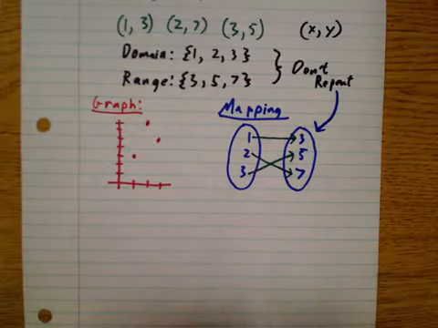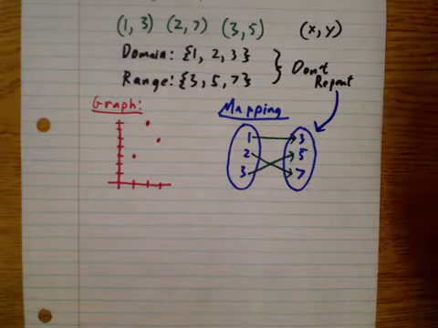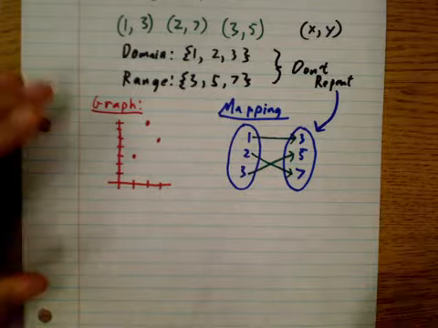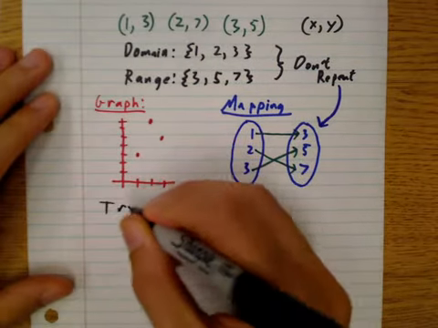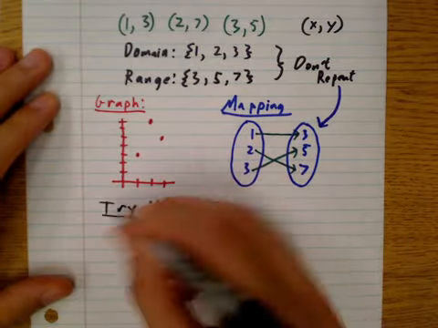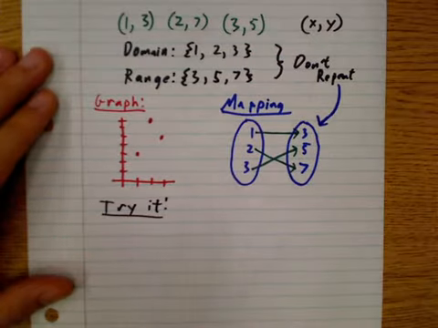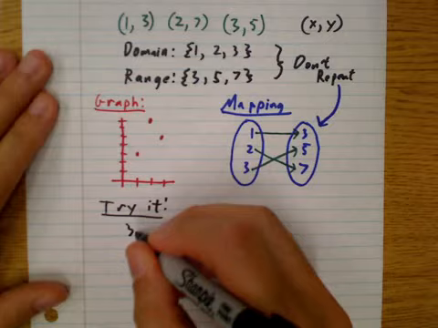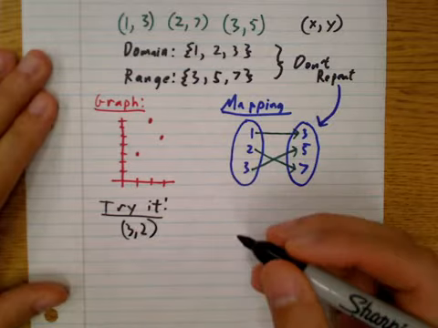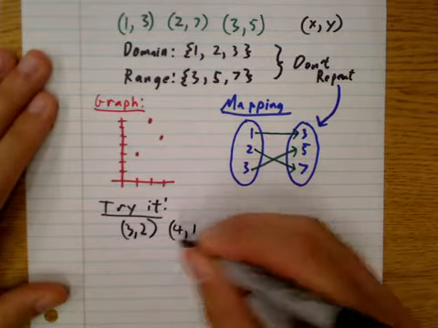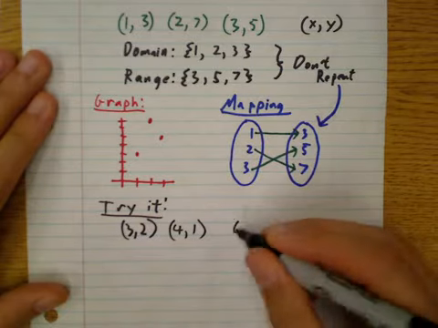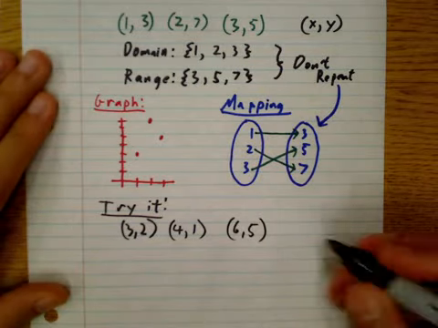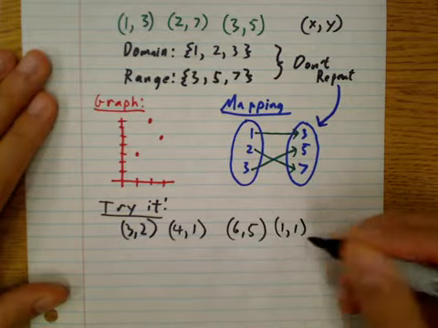Okay, let's see. I want you to try it. You can go and try it. Let me give you some points and just do the same thing. So let's do (3, 2), (4, 1), (6, 5), (1, 1), and (2, 3).